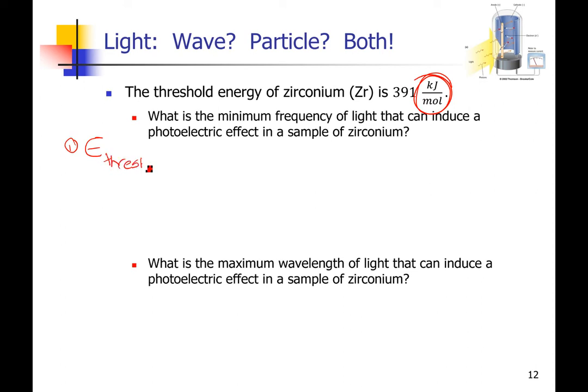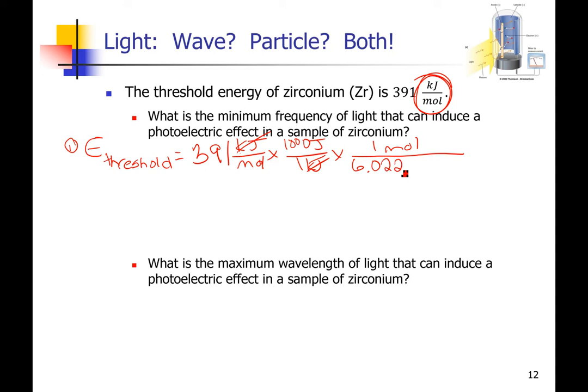We have 391 kilojoules per mole. We, of course, want to convert that into joules, but that's pretty easy. We know there's 1,000 joules in 1 kilojoule, and then the kilojoules cancel. Now, how do we get rid of the moles? Well, in 1 mole of photons, there are 6.022141 times 10 to the 23 photons. And that's Avogadro's number.